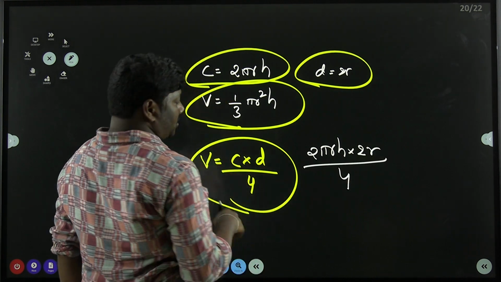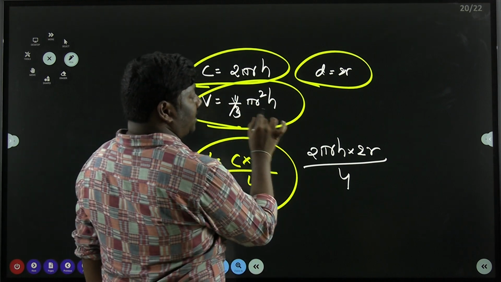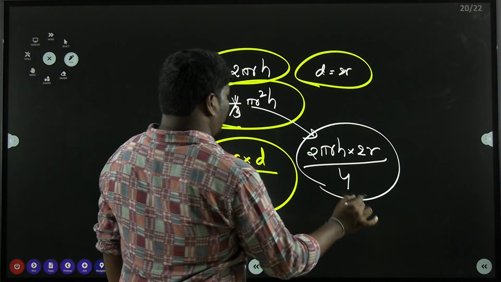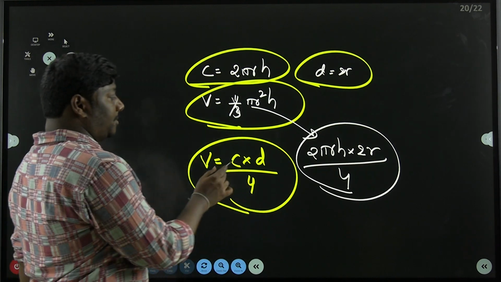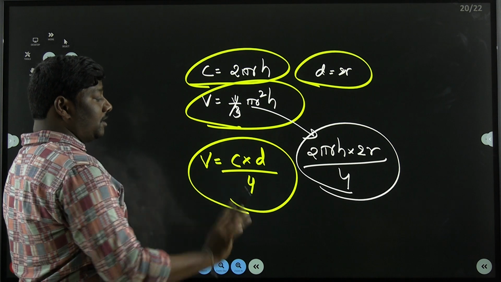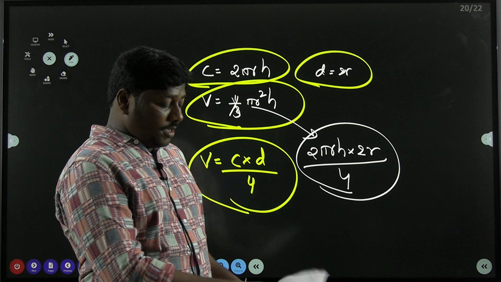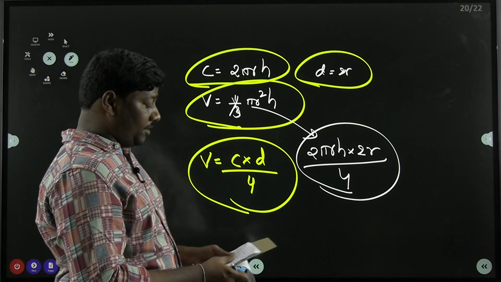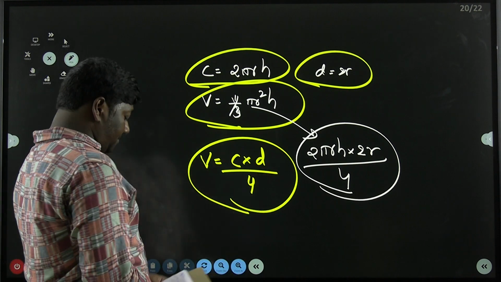For a cylinder, 1 by 3 is not there, it is just pi r square h. You will get pi r square h. For a cone, it will be 1 by 3 pi r square h. For a cylinder, you can remember curved surface area into diameter by 4. So you may get a similar question. Remember the formula: simply 1 by 4 into curved surface area into diameter.